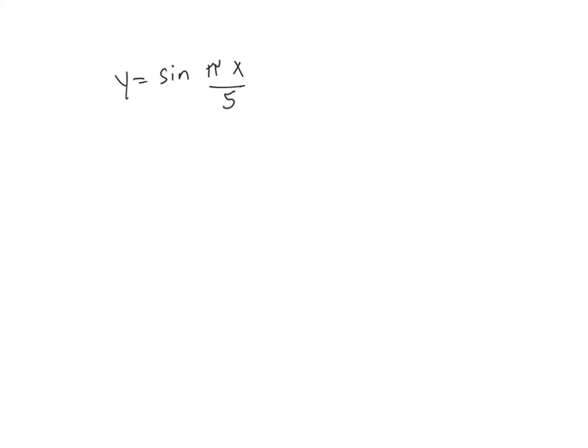But now our period is, well, let's say here, 2 pi divided by pi over 5, which makes this 10. So our period is 10.